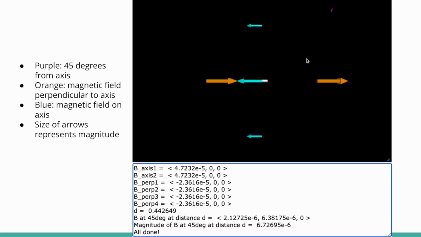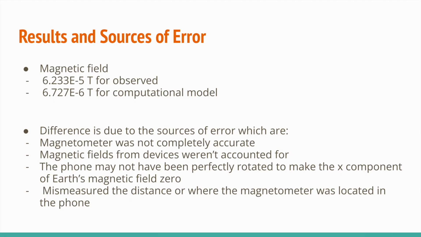That code gave us this model, and we can see the purple arrow is 45 degrees from the axis, the orange arrows are the magnetic field perpendicular to the axis, the blue are the magnetic field on axis, and the size of the arrows represents the magnitude. So the result is that the magnetic field for the observed data was 6.233 times 10 to the negative fifth teslas, while the computational model found that it was 6.327 times 10 to the negative 6 teslas, which is a good bit smaller.